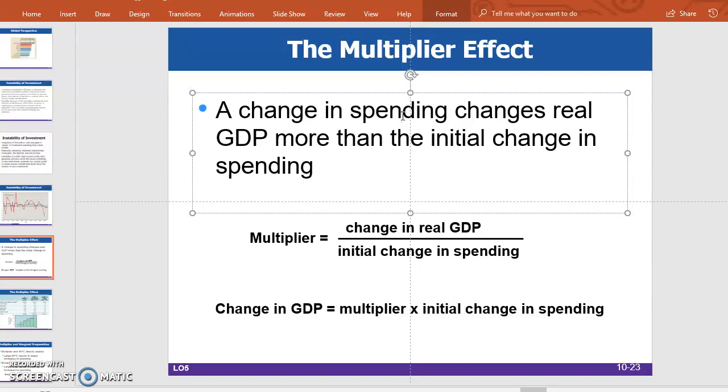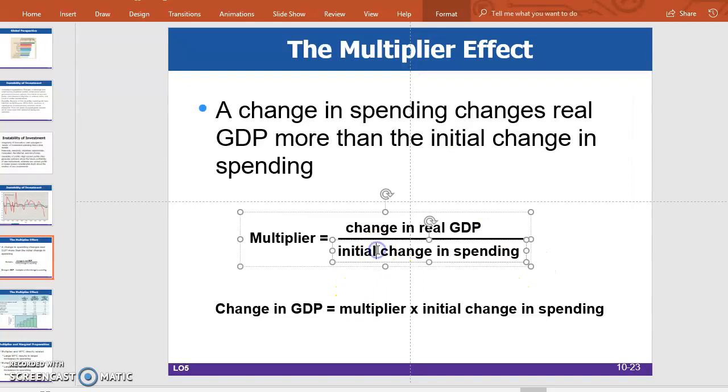So a multiplier effect will show us that a change in spending changes real GDP more than the initial change in spending, right? We will show you that if spending, like investment, increases by $5 billion, and if MPC is 0.8, then the final increase in GDP, the total increase as a result of these initial changes, will be $20 billion. We will show you with an example and numbers soon, right?